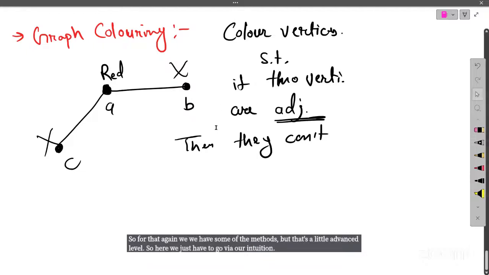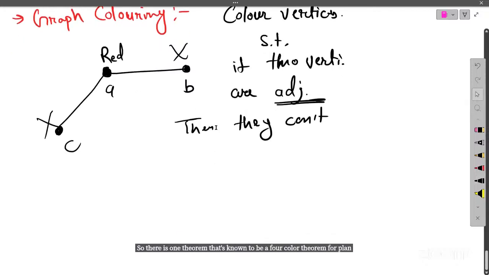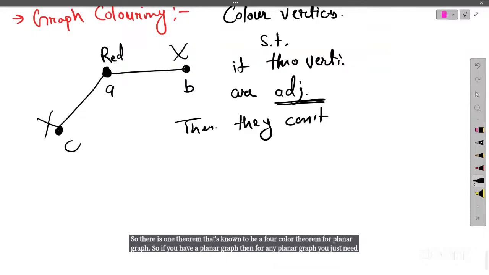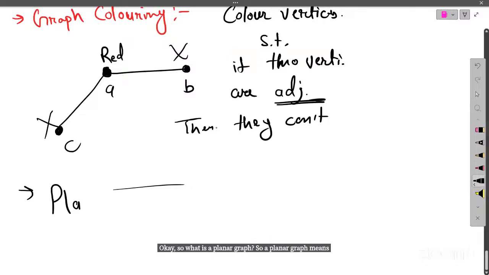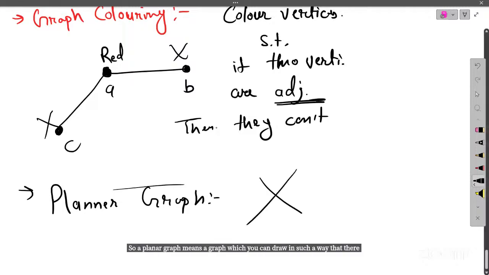Okay. So there is one theorem known as the four-color theorem for planar graphs. If you have a planar graph, then for any planar graph you just need four colors to color that graph. Okay, so what is a planar graph? A planar graph means a graph which you can draw in such a way that there is no intersection of two edges at any point.